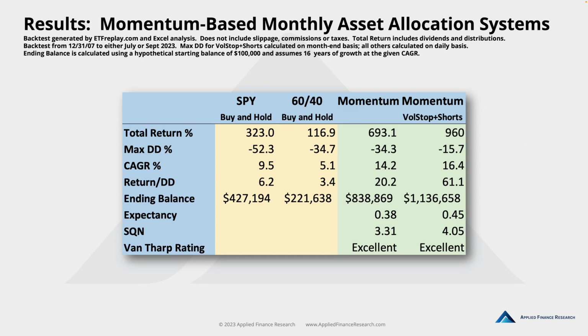What kind of results can we generate with the concept of momentum? Well, here we're looking at backtest data for two momentum-based monthly asset allocation systems. On the right, in green, the first column is a standard out-of-the-box system that's very similar to the first generation BMR systems taught by Dr. Ken Long for the last decade plus. The second column in green is a second generation system that I've developed that adds optional volatility stops and short positions. On the left in tan, the first column is the buy and hold performance of the S&P 500 and the buy and hold performance for a globally diversified buy and hold portfolio comprised of 60% stocks and 40% bonds.